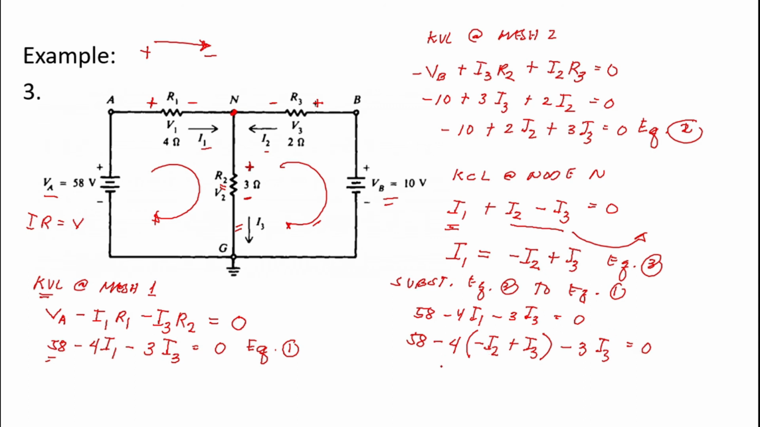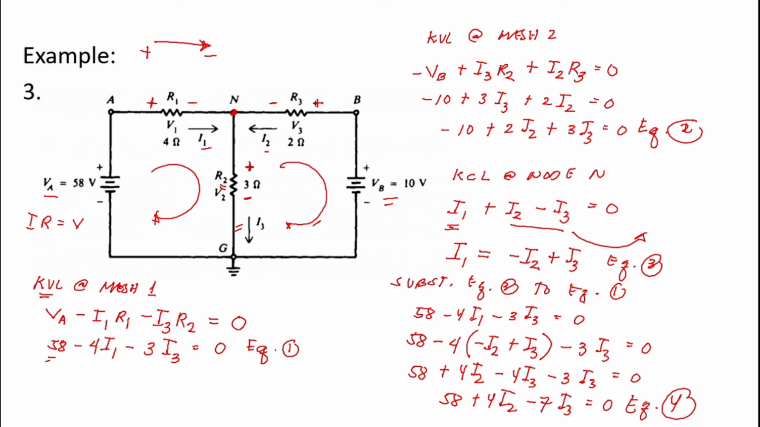Then, multiply. Okay? So, 58, negative, magiging positive 4 I2, and then negative positive minus 4 I3, and then, eto, negative 3 I3 is equals to 0. Pareho silang I3. So, ipagsamahin mo sila. So, 58 plus 4 I2, negative 4, negative 3 is negative 7, I3 is equals to 0. So, consider this as your equation number 4. Okay, so meron ka na ngayon equation number 4.